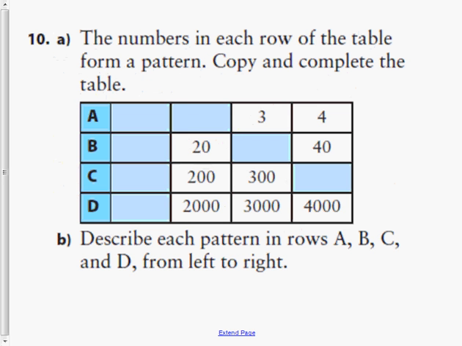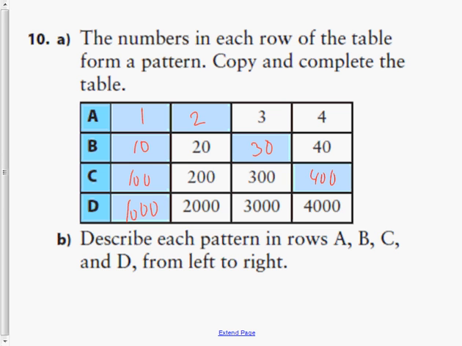Question 10 says the numbers in each row of the table form a pattern. Copy and complete the table. So if this forms a pattern, this must be 1 and this must be 2. That must be 3. That must be 4. This must be 10. This must be 20. This must be 30. This must be 40. This must be 100. This must be 200, 300, 400. And finally, 1,000, 2,000, 3,000, 4,000.